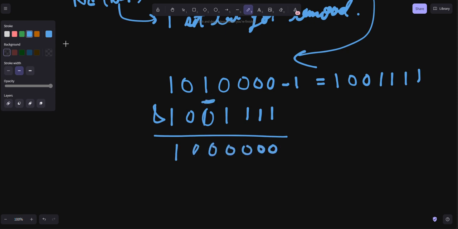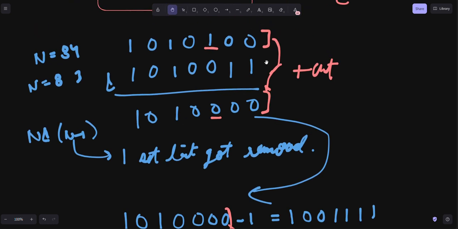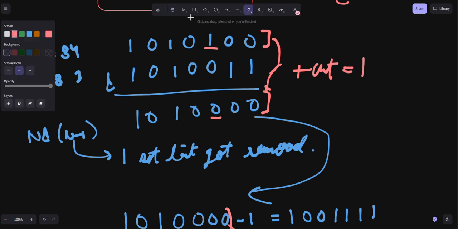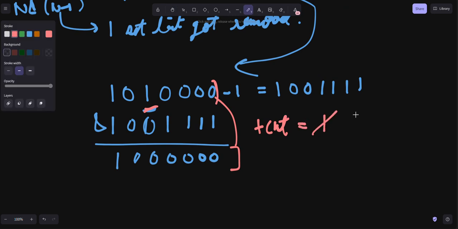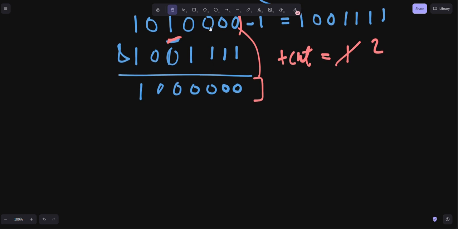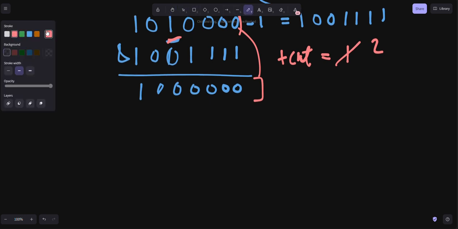Again you got that. Now compare this with this. You removed the last bit, so again plus CNT, one operation. Basically here the count was 1, here the count got 1, from 1 to 2, and now again you do this same operation. You AND it with minus 1.